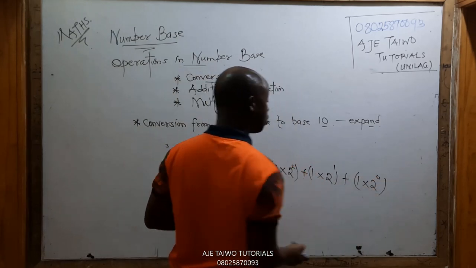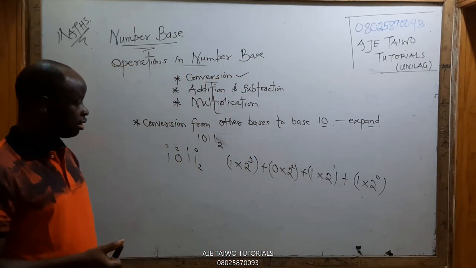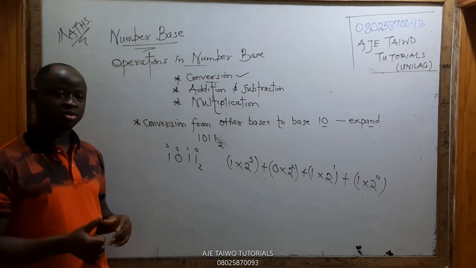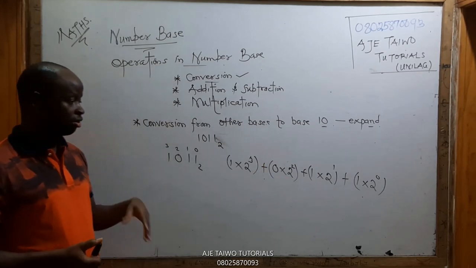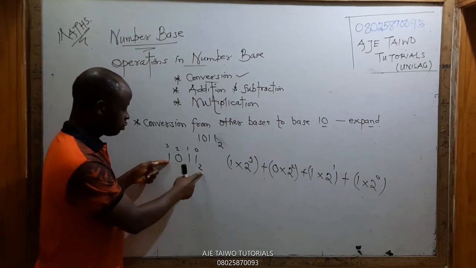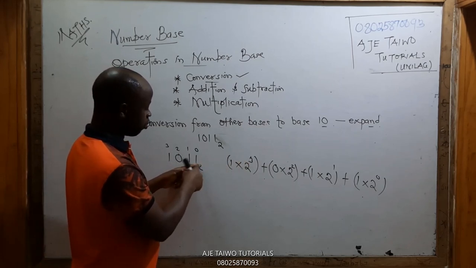Okay, so I can make mistakes in calculation. If I make any mistake, correct me later, or if you are in doubt, you can ask me the question. So this is 1 times 2 raised to the power 3, this 0 times 2 raised to the power 2, this 1 times 2 raised to the power 1, this 1 times 2 raised to the power 0.